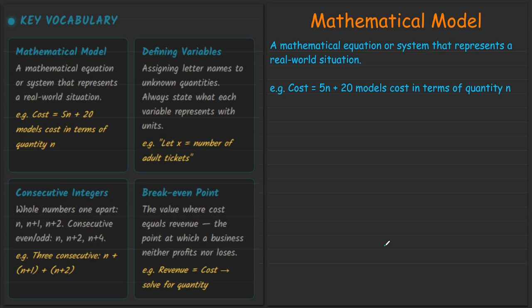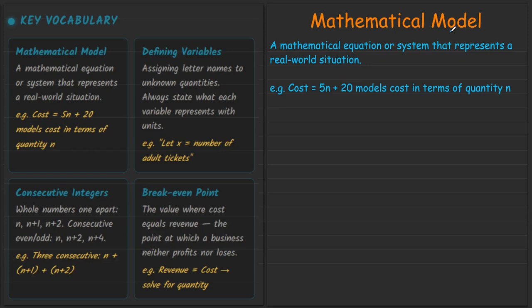So since we are talking about mathematical models, let's start by defining what it is. When we talk of a mathematical model, you don't think of anything strange. It's simply a mathematical equation or system that represents a real-world situation. So any equation at all, you can relate it to a real-world problem or situation, we call it a model.